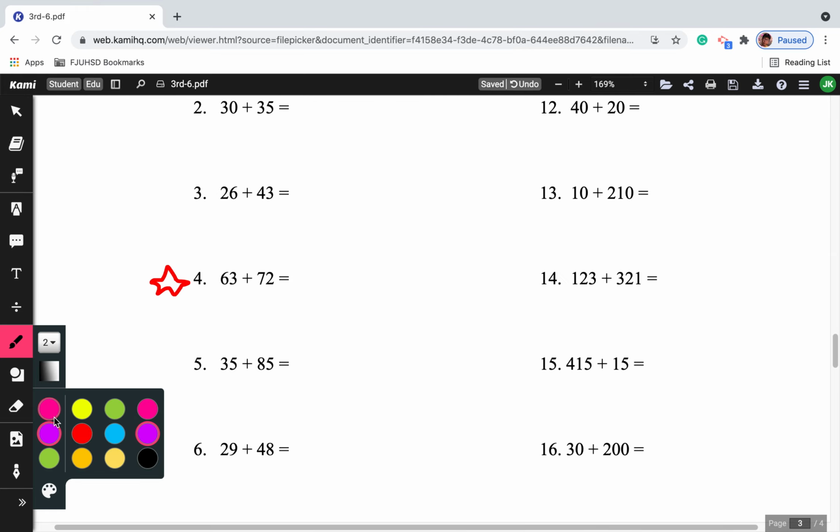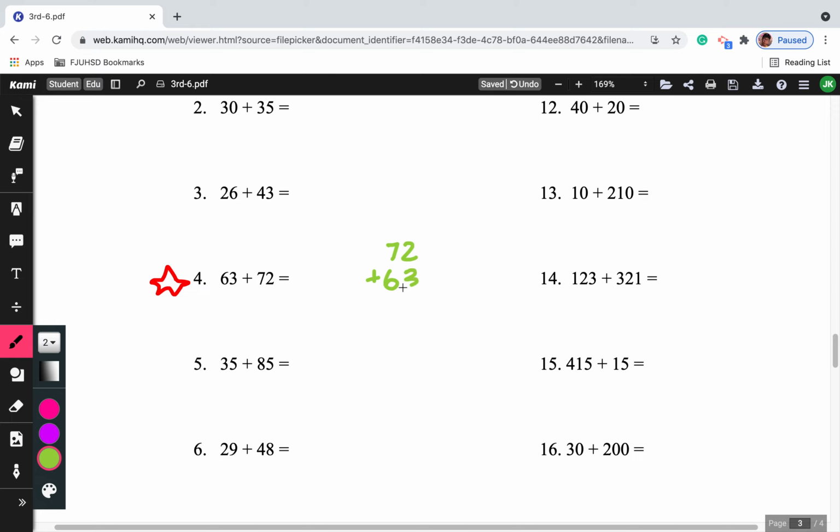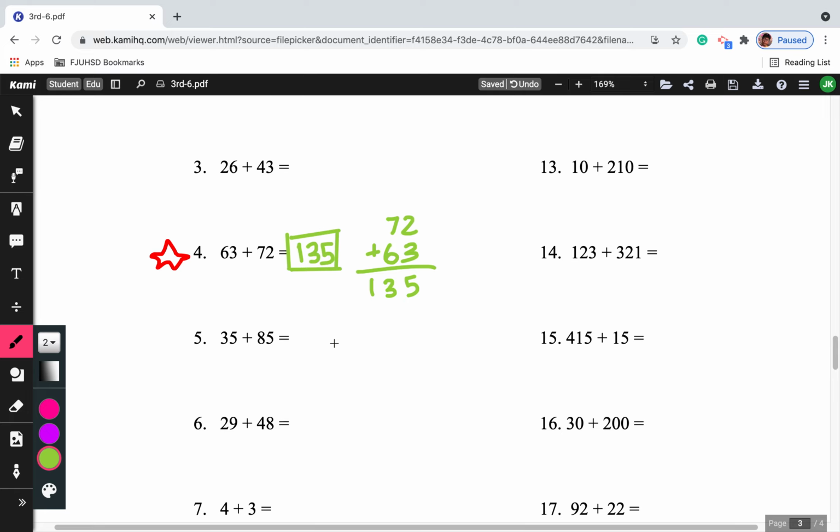Addition. This is pretty simple. Usually order does not matter, so I like to put the bigger number on top and the smaller number on the bottom. And then we go from left to right, top to bottom. So 2 plus 3 is 5, and 7 plus 6 is 13. But since there's nothing here, we could just plop 1 on the left side of the number. So the answer is 135. Simple, right?